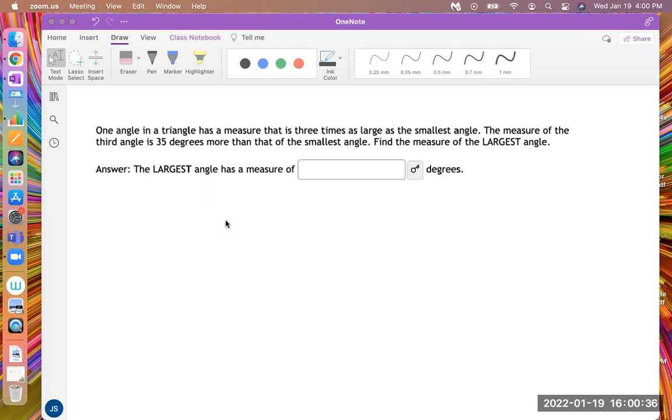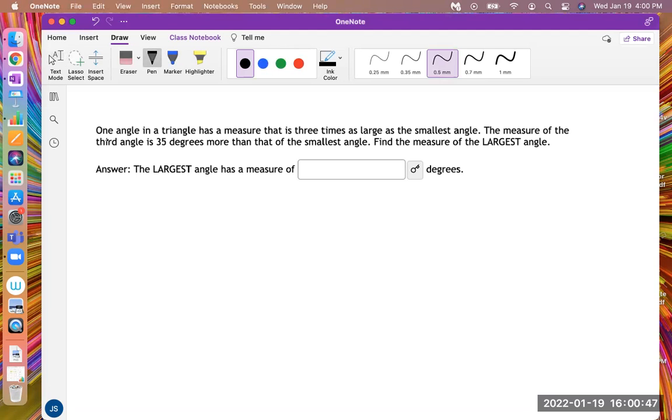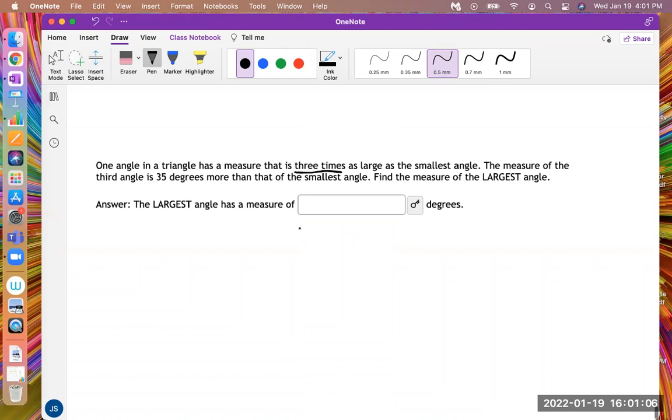Life is not about figuring out hard problems. It's about simplifying hard problems so that they're easy to do, and learning new tricks along the way. So what can I write down as a math expression from what I just read? That's my focus right now. One angle in a triangle has a measure that is 3 times as large as the smallest angle. Oh, 3 times. I know that is 3x.